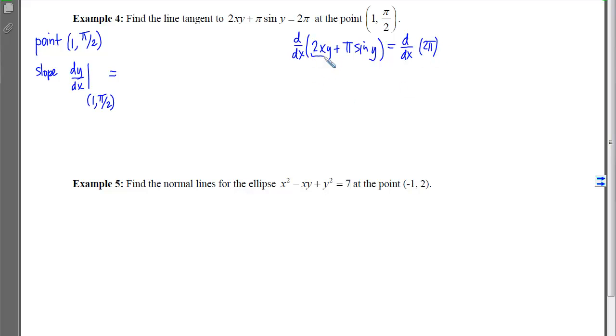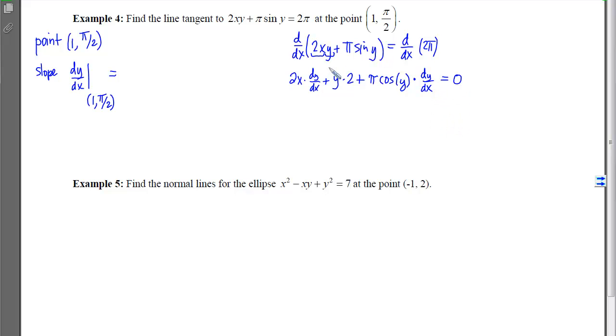On the left, notice that I have a product rule. So the derivative of this one will be the first times the derivative of the second, plus the second times the derivative of the 2x. Then I move through the plus, I move through the pi, I hit the sine, it becomes a cosine, the inside remains unchanged, and then I multiply by the derivative of the inside. And on the right, I have the derivative of a constant, which is 0.